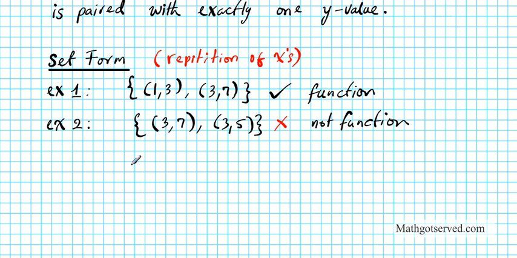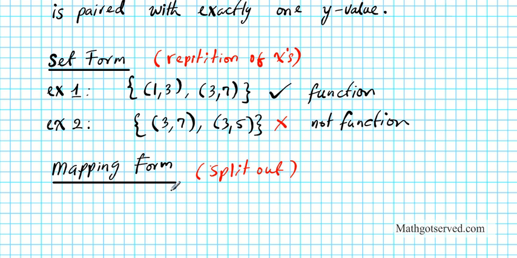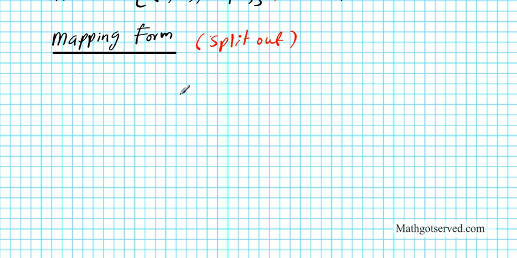Now, how about the mapping form? How do you know that a map of a relation is a function or not? Well, there's a key word I want you to keep in mind, which is split out. What on earth does split out mean? I'll show you in a minute. If you have a map going out of the input and it splits and goes to 2 different outputs, guess what? It is not a function. All right, so let's take a look at an example.